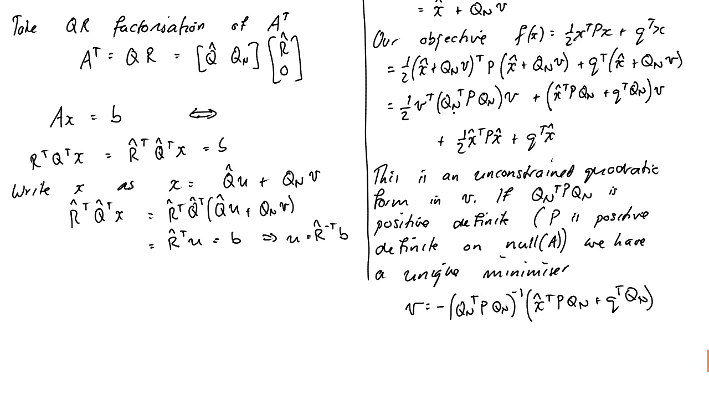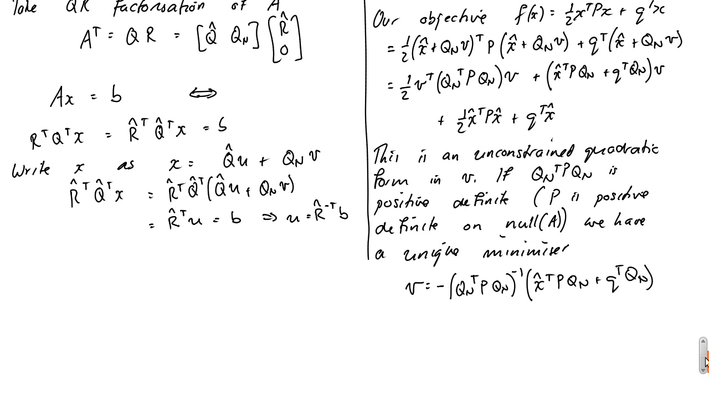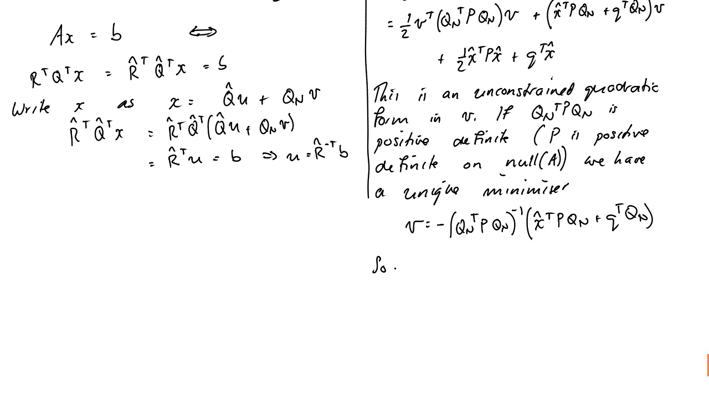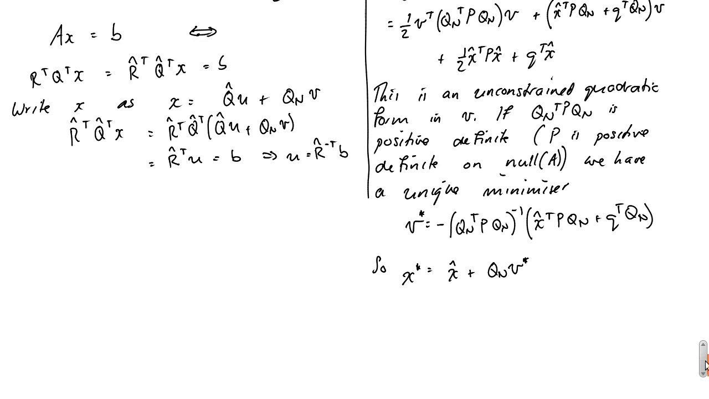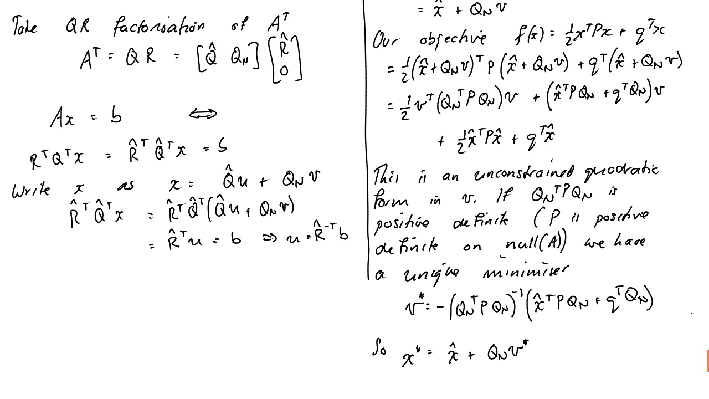We've got an unconstrained quadratic here. If we relabeled these things as single letters, then it would look nicer on paper. That's okay. So that gives us our v that minimizes our quadratic form. So finally, our optimal x is equal to our x hat plus Qn times v star. Okay, so this one's got a wee bit of an amount of matrix algebra involved here, but in essence we're just solving another quadratic problem.